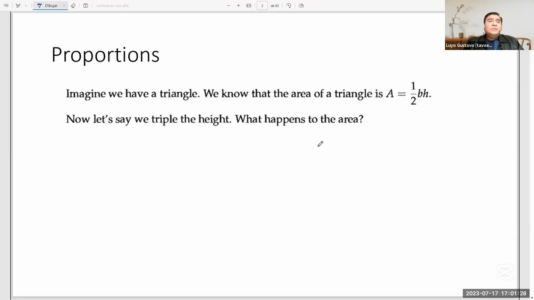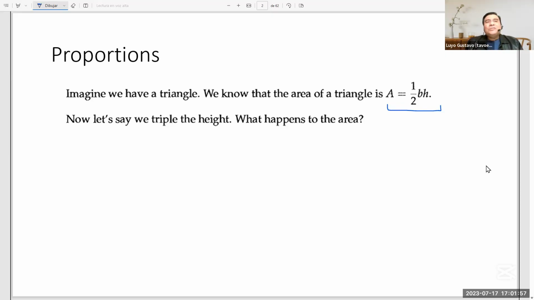What are we going to see talking about proportions? The questions about proportions mean something like this. Imagine that you have a triangle, and the area of that triangle is described here. Area is 1/2 of base multiplied by height. It's a very well-known formula for the area of a triangle.